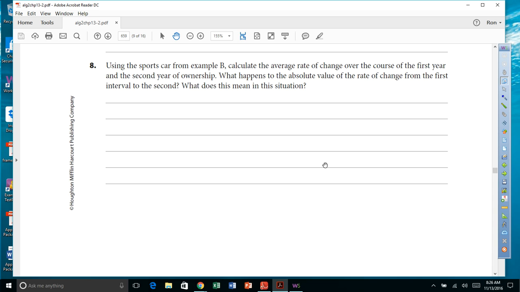Using the sports car from example B, calculate the average rate of change over the course of the first year and the second year of ownership. What happens to the absolute value of the rate of change from the first interval to the second? What does this mean in this situation?